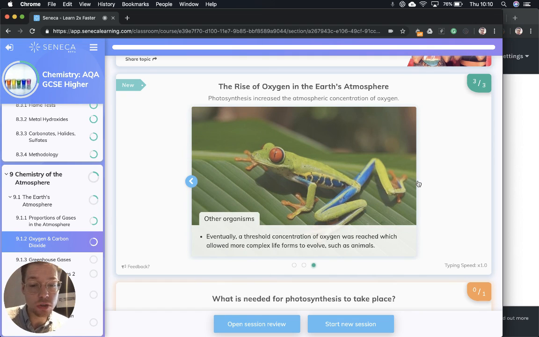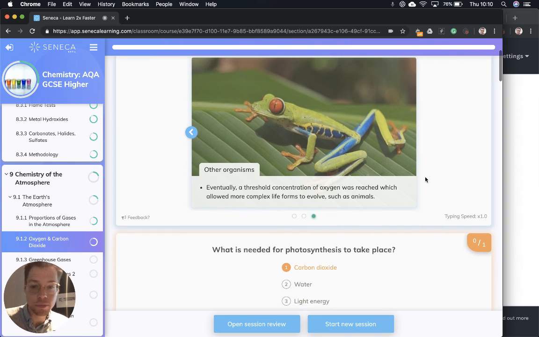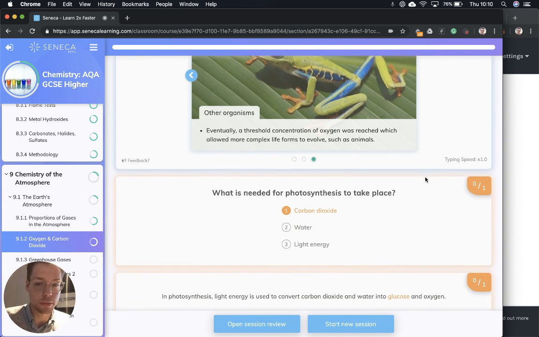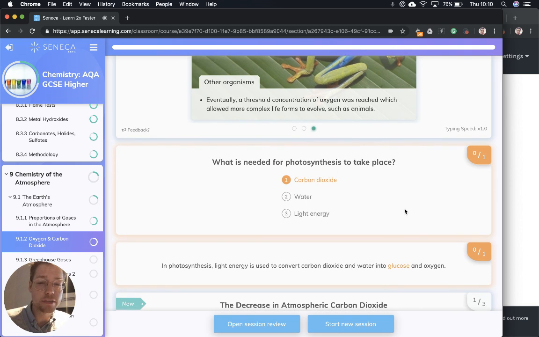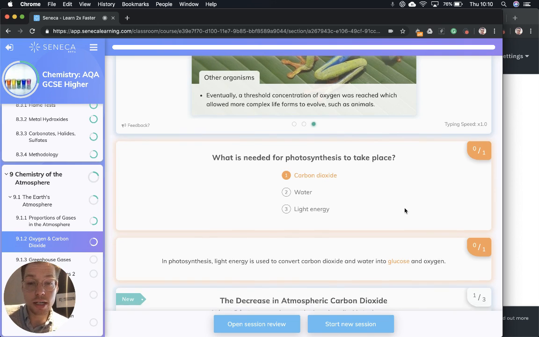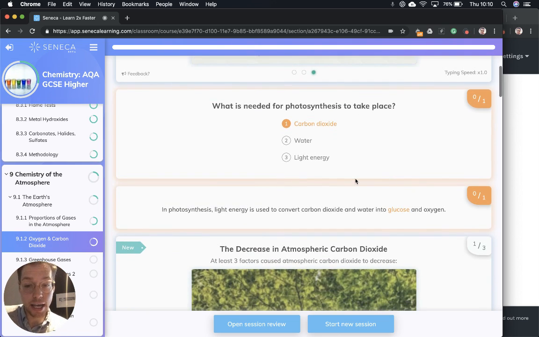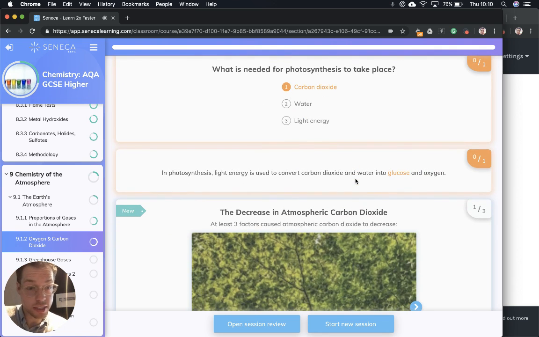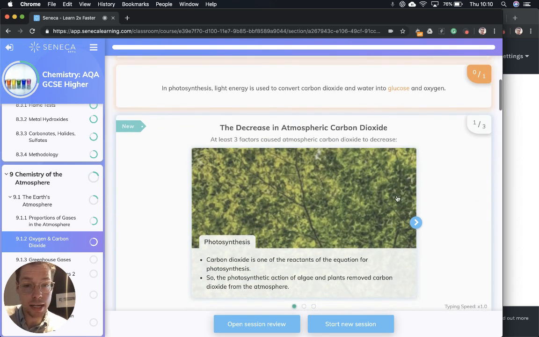Eventually, a threshold concentration of oxygen was reached, maybe it was 21%, and this allowed more complex life forms to evolve, such as animals, like cute little frogs, for example. So, do you remember what we need for photosynthesis to take place? Three things: carbon dioxide, water, and light energy. And what do we convert those things into? Glucose and oxygen. So, oxygen was on the up.